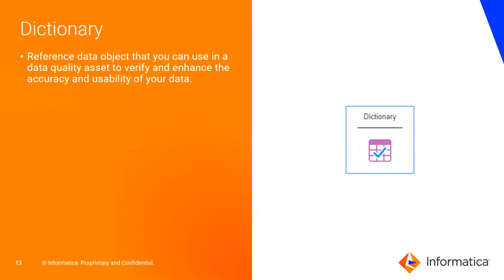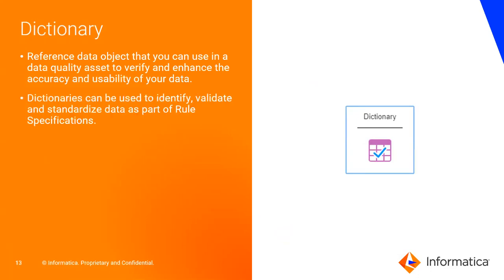So a dictionary is a reference data object that is used to enhance or enrich the data accuracy. It is used as part of the rule specifications. Along with rule specifications, dictionaries are used to standardize the data and have one single value when the incoming source data has various variations.